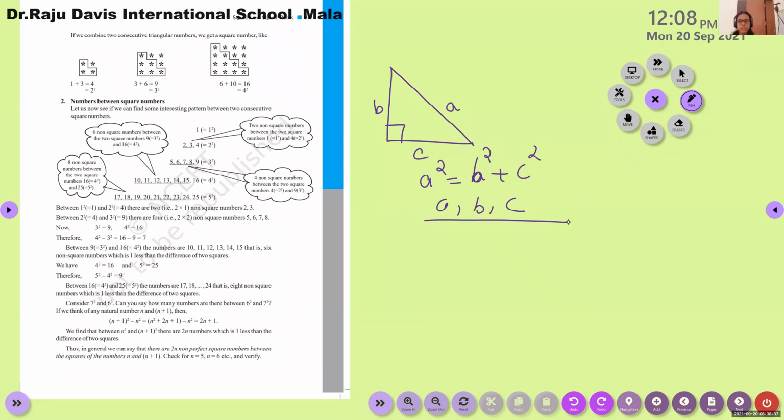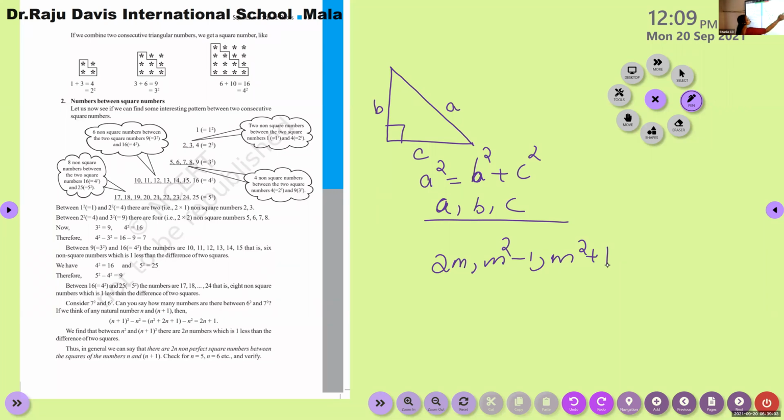Okay, Ashwin, what is it? Ma'am, 2m, m square minus 1, m square plus 1. Yes, 2m, m square minus 1, m square plus 1 are the Pythagorean triplets.